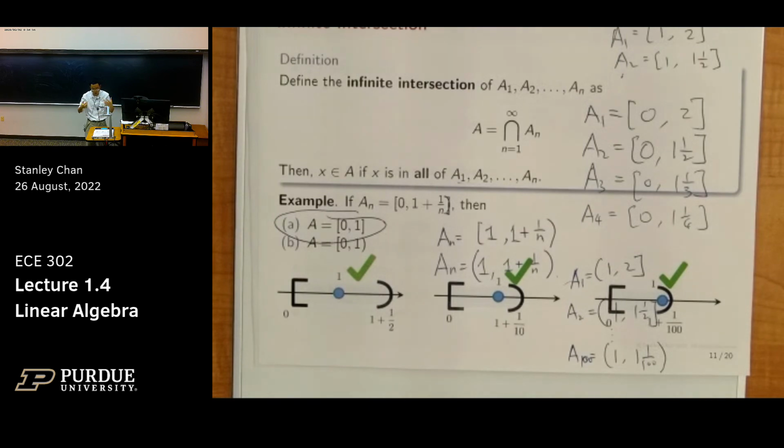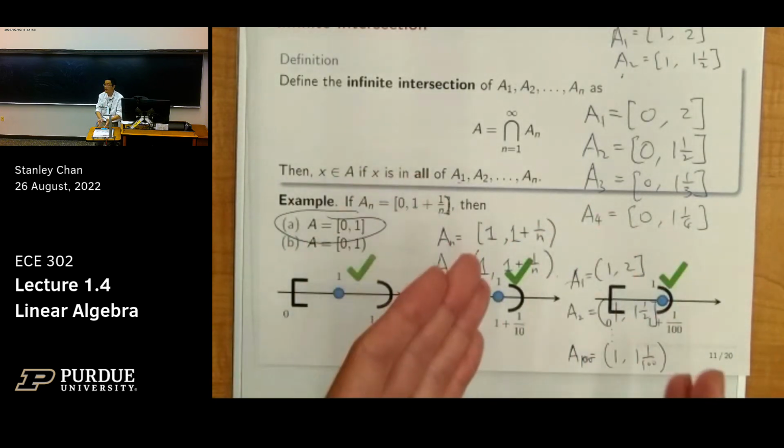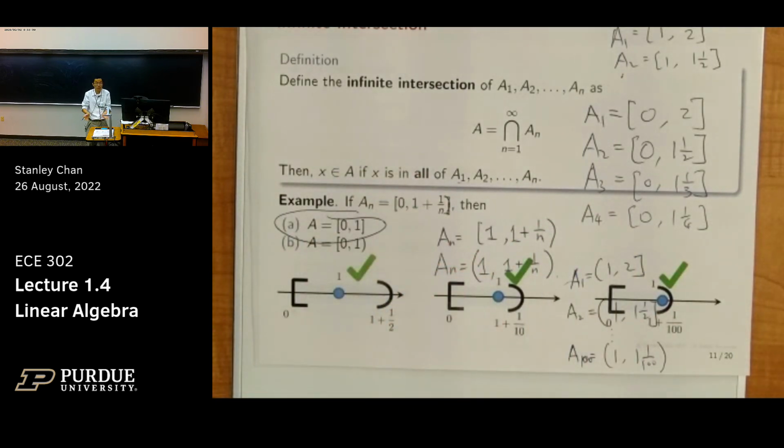So it all depends on how you construct these sequences. And it could be that at the limit you get an empty set, because in this case, your 1 is outside. Does it answer your question? Yeah. Okay. More questions? Okay.